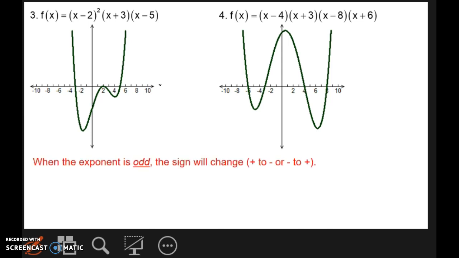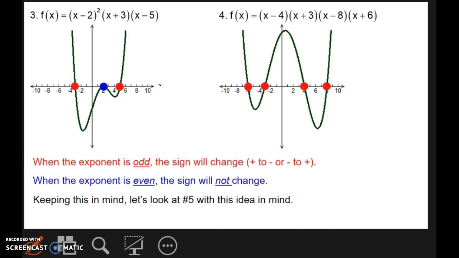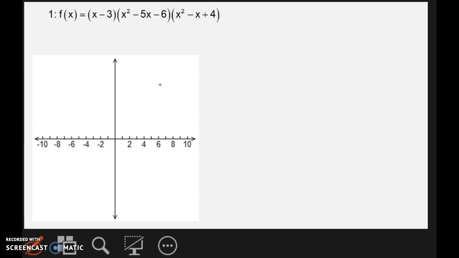I wanted to go to this one. This one's a little different because it is not set up ready to go. So we're potentially going to have to do some factoring to solve this. We have x minus 3 times the quantity x squared minus 5x minus 6 times the quantity x squared minus x plus 4. So I definitely know I've got a root at 3, but for x squared minus 5x minus 6, I'm going to see if I can factor that.